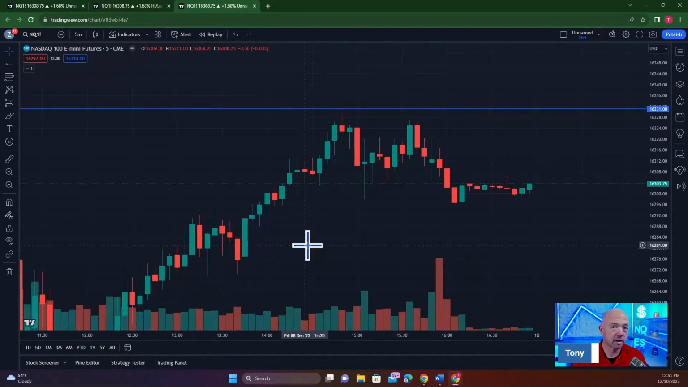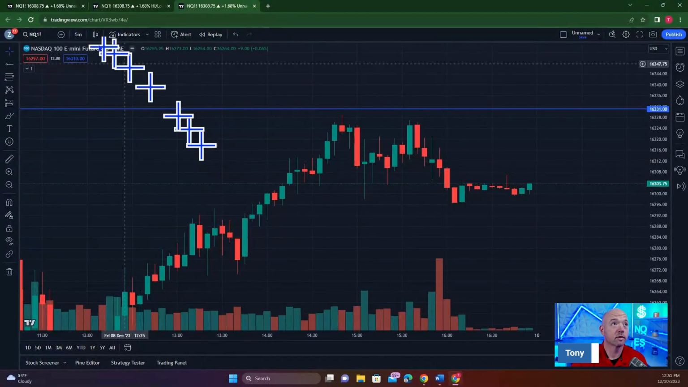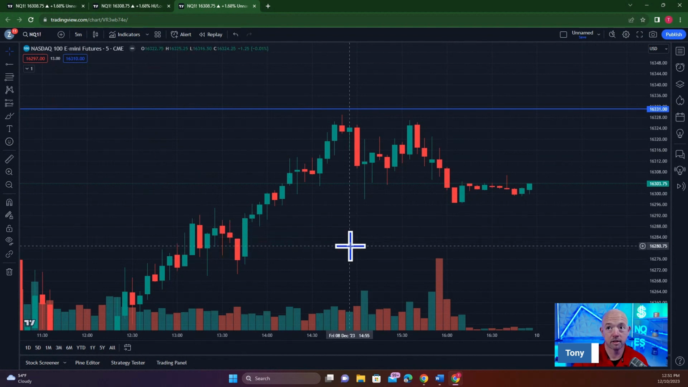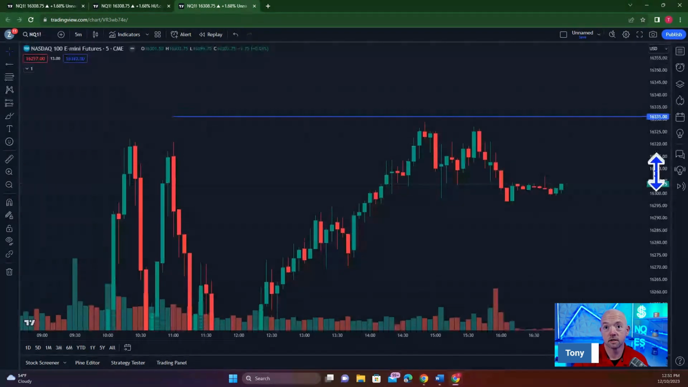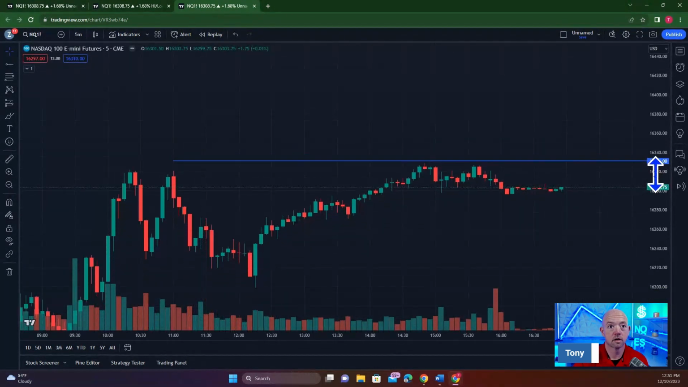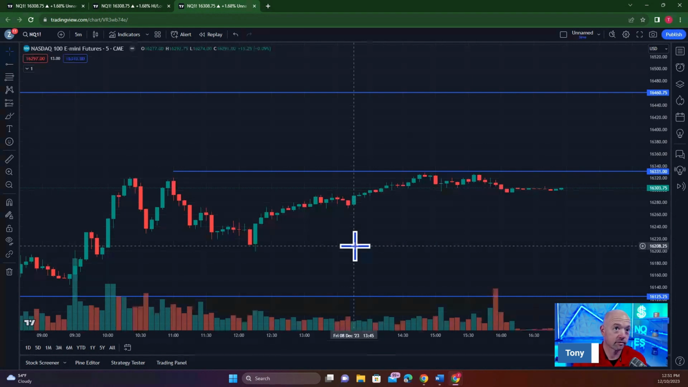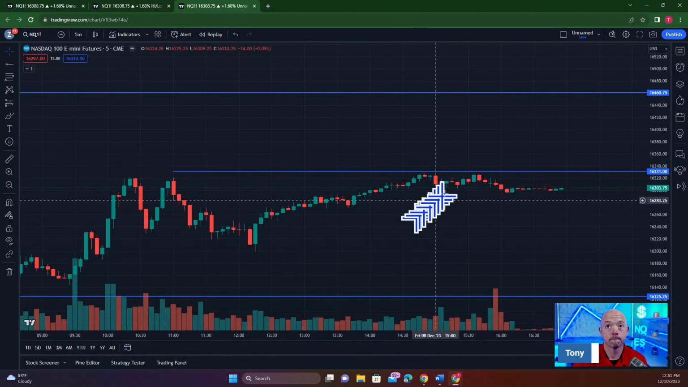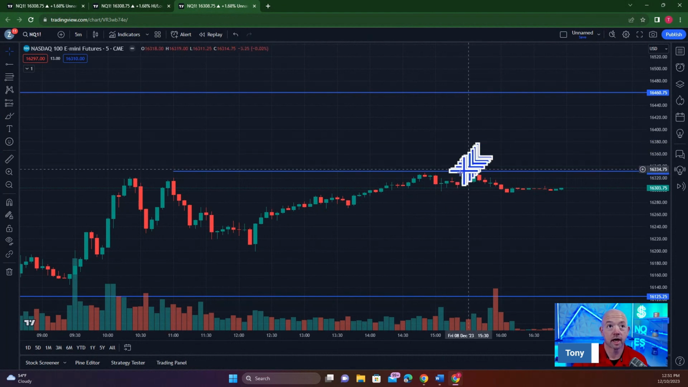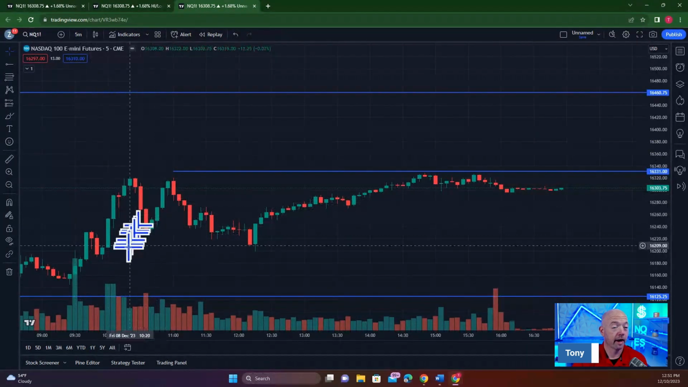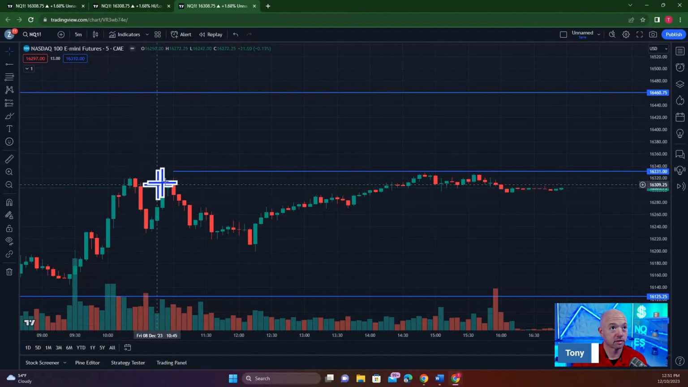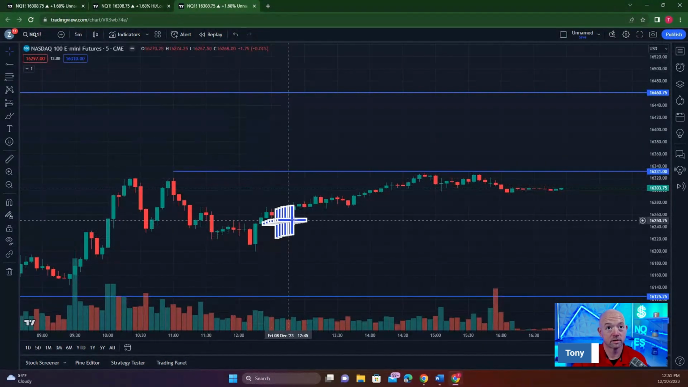Okay, so let me show you how this works. So after we zoom in, so this is a 5 minute. So you can see here's 3 levels now. So we're zoomed in, we're literally 20 points apart. So these aren't very close together at all. And we look at it and we say, okay, as this approaches our level, what's it going to do?